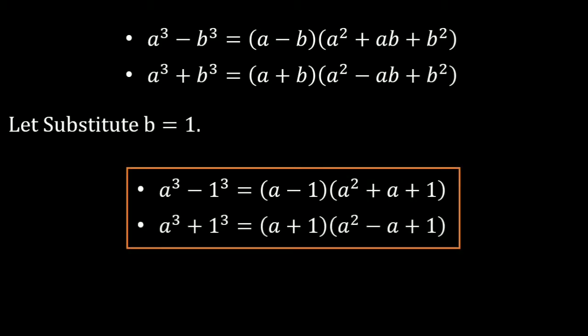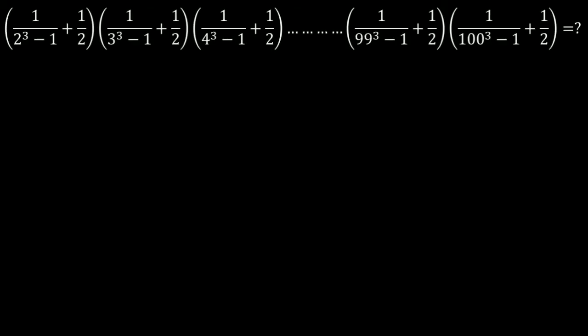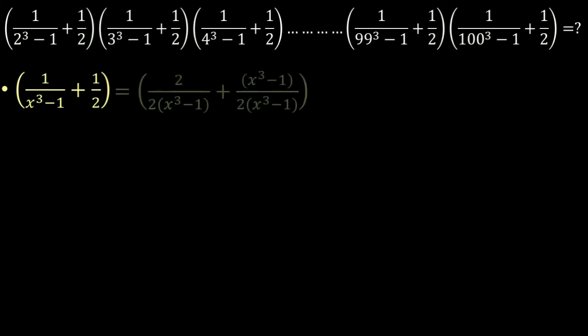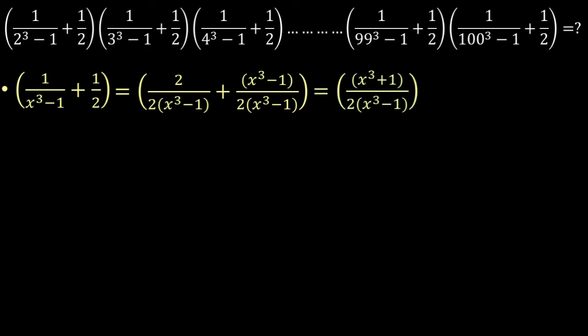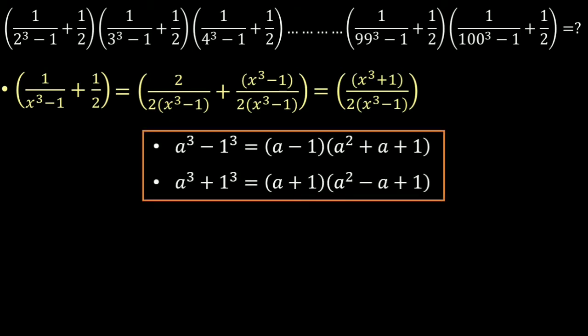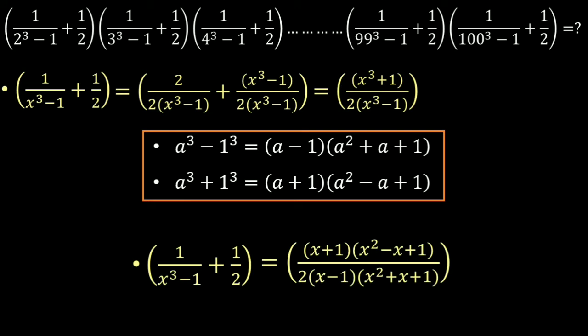So now this is our given series, and if we substitute an arbitrary integer, let's say x, then taking the common LCM we can say this whole thing equals (x cube plus 1) divided by 2 times (x cube minus 1). And using our results we can say this thing is equal to this.